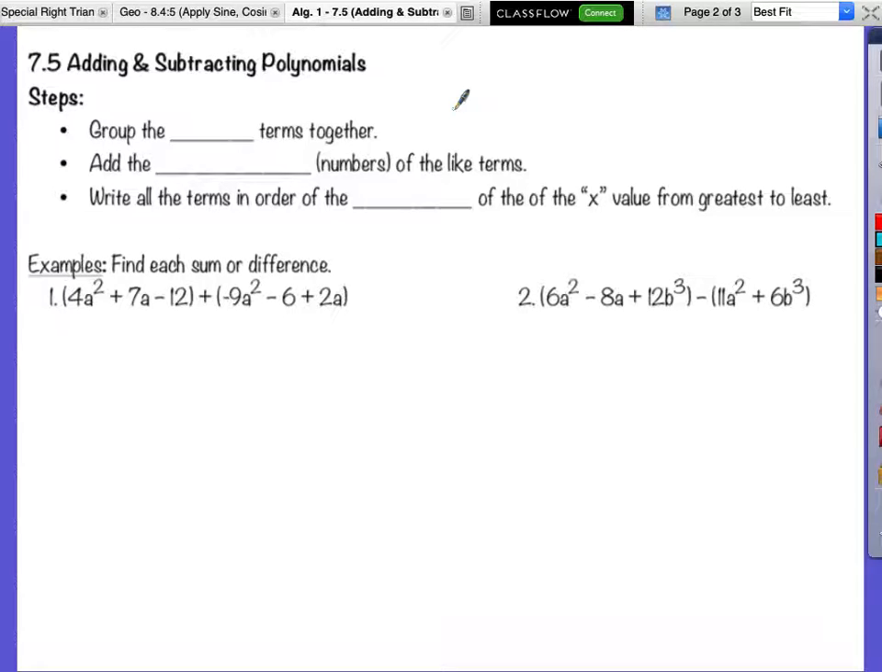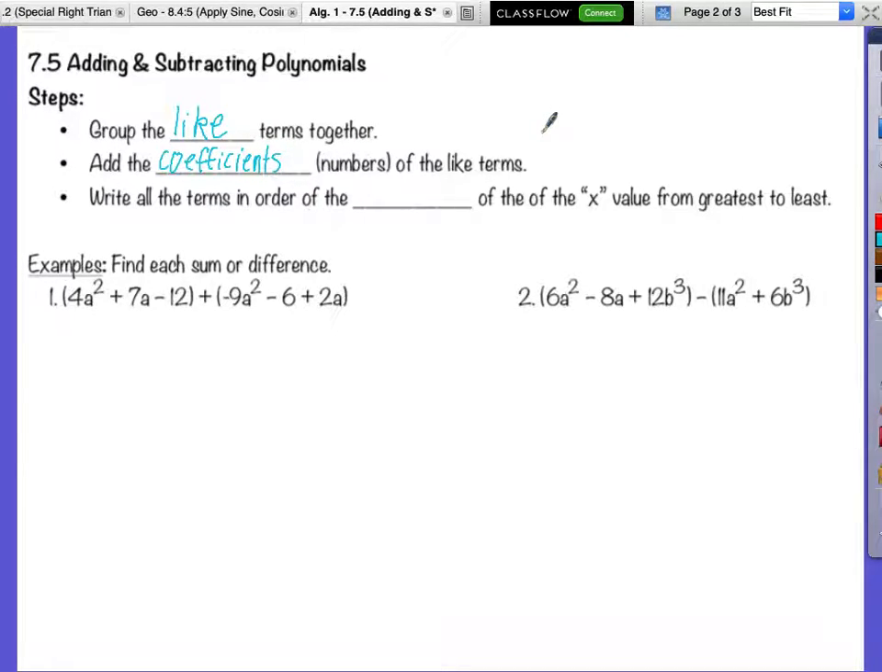So our first step is to group a certain kind of terms together. We're going to group the like terms together because those are the terms that we're able to add and subtract. Someone remind me, what's a like term? Same, not necessarily number, same variable, and then the variables have to be to the same exponent or power. Very good. And then we're going to add the coefficients of the like terms.